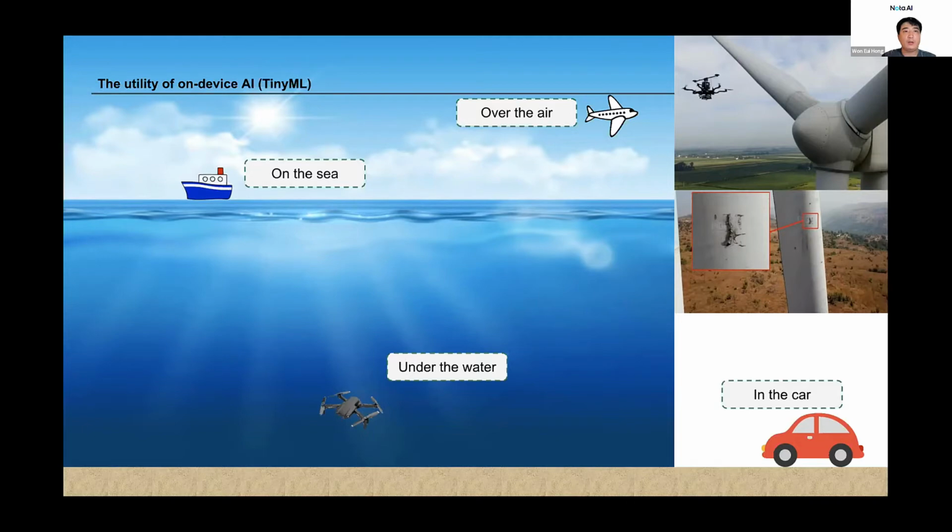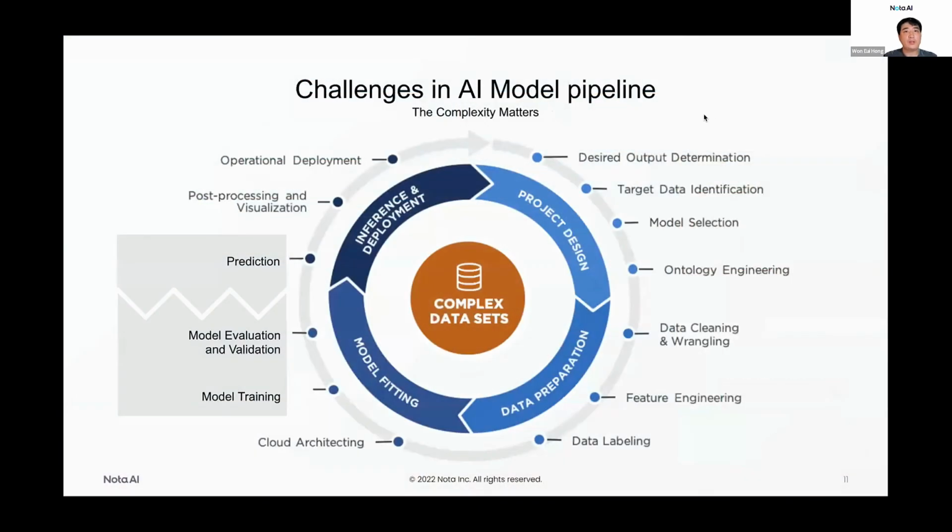And we would like to make a platform to produce small AI models, tiny AI models, which fit into the small hardware. So the challenges in the AI pipeline are very cumbersome, from data collection to deployment. And mainly, the AI researchers focus on the model training, model evaluation and prediction stage.